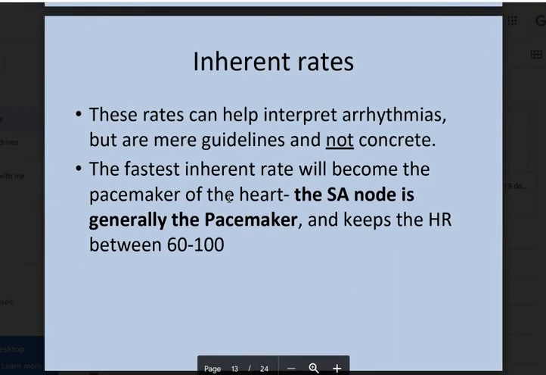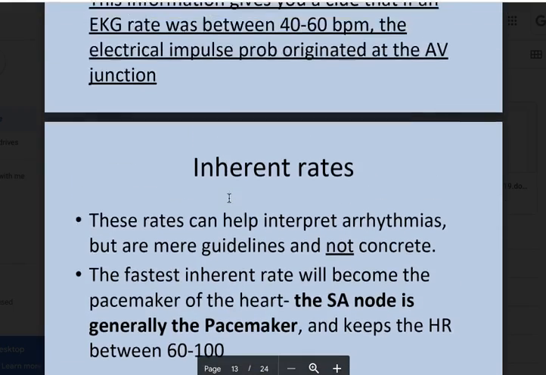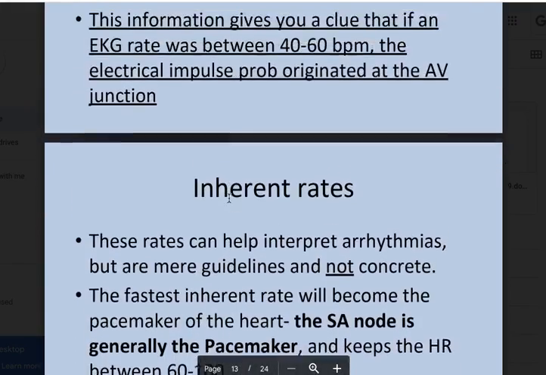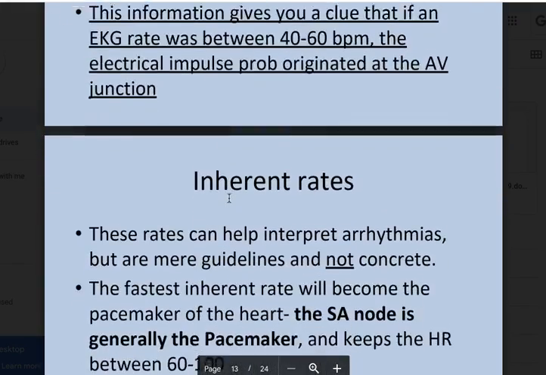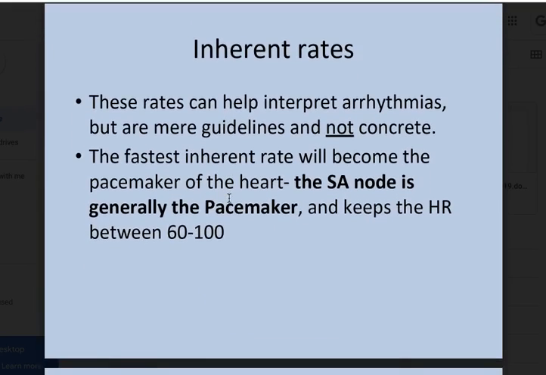These are just mere guidelines, not concrete. Just because someone has a heart rate of 40 does not necessarily mean they're going to have problems in their AV junction, or that they could have had an SA node failure. It's just kind of a guide, and when we start talking about these arrhythmias, it'll start making more sense.